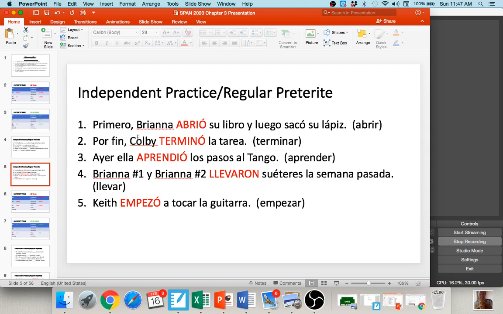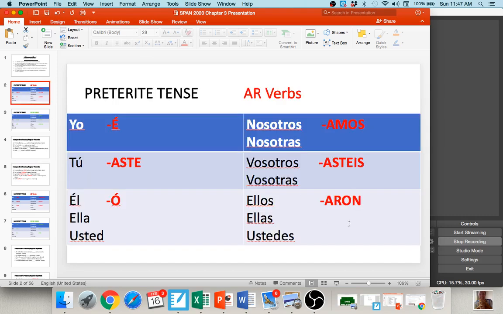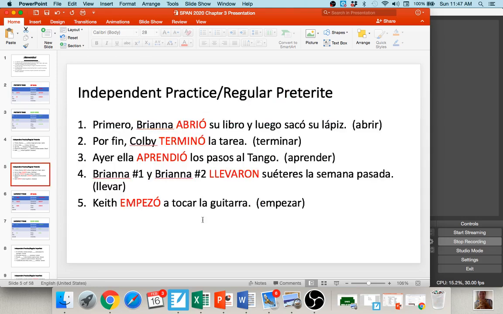Number 4, though, says that Brianna número uno y Brianna número dos llevar suéteres la semana pasada. So we're trying to say that they wore sweaters last week. So we're going to take an AR verb this time, llevar, drop my AR, and add back aron for the they box to say that they wore, llevaron. Okay, hopefully that's not too bad.